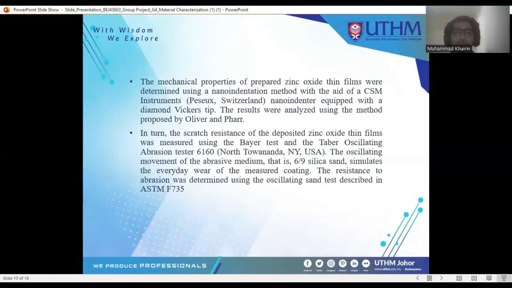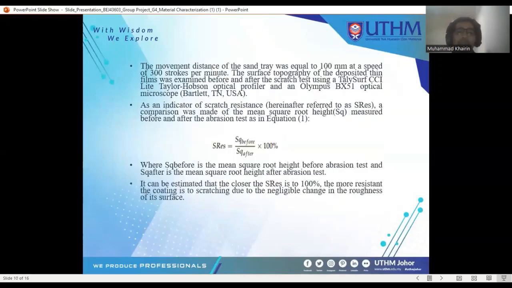The oscillating movement of the abrasive medium, that is 6/9 silica sand, simulates the everyday wear of the measured coating. The resistance to abrasion was determined using the oscillating sand test described in ASTM F735. The movement distance of the sand tray was equal to 100 mm at a speed of 300 strokes per minute.